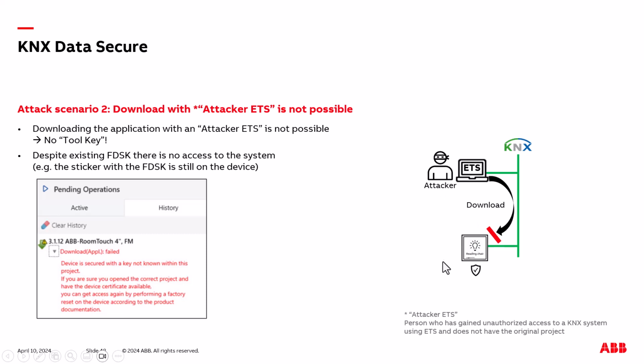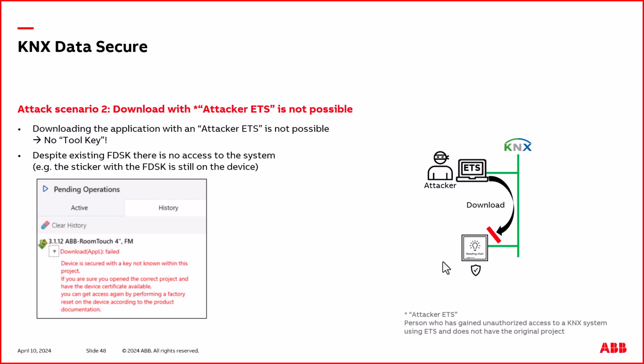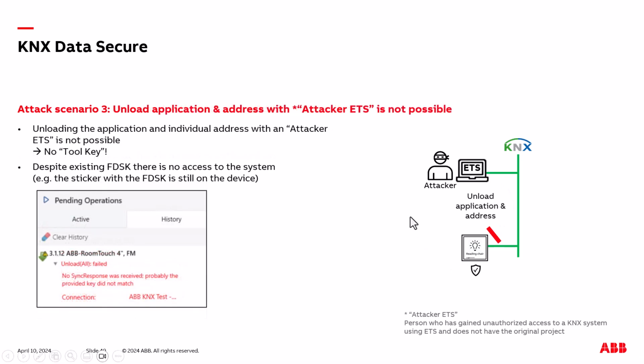so it's not possible to download to a secure KNX device. Or the attacker, for example, tries to unload the application program and the address via the ETS. So he sends a command to the device, unload, no chance. The device expects in this command, unload address and application, also this tool key, and the attacker has no tool key, so no chance to unload the device via the ETS.